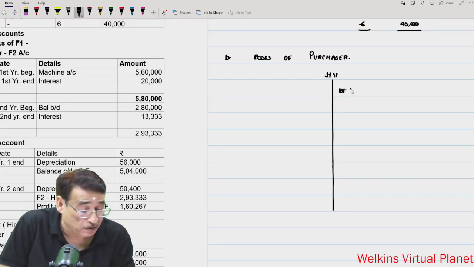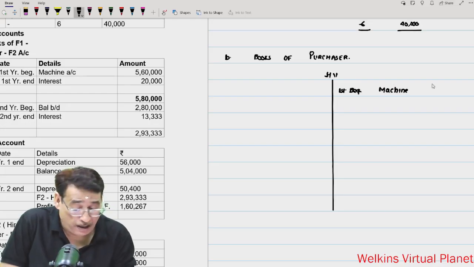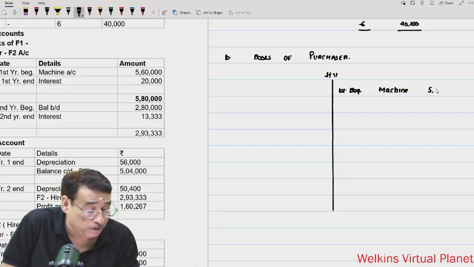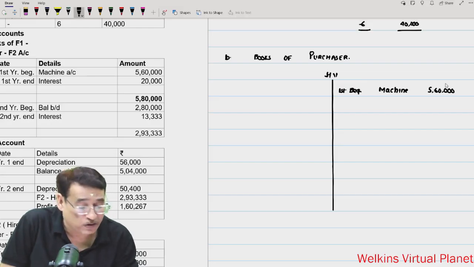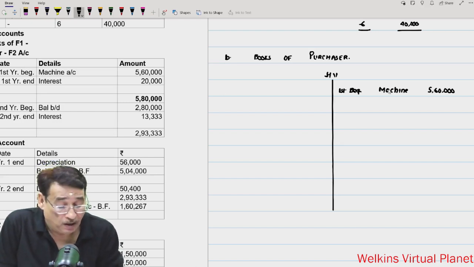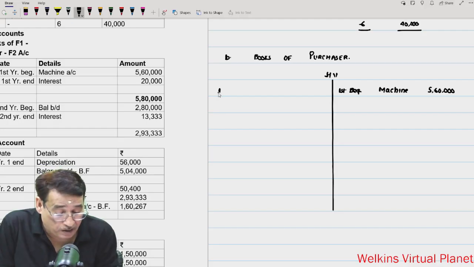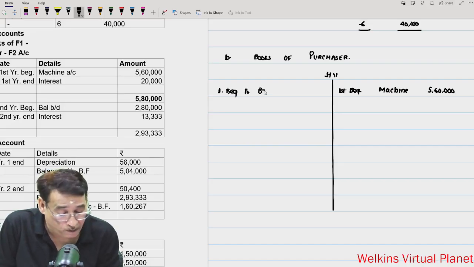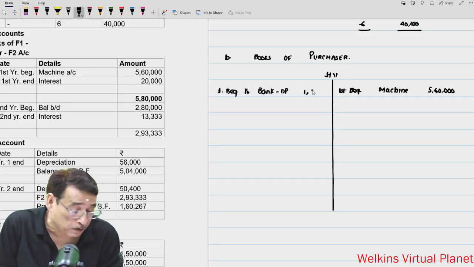So in the first year beginning, we shall write asset account. In this case, we have acquired a machine, so I can write machine. And as I told you earlier, this entry is always done with the cash price, which is the cost price from the perspective of the purchaser. Then on the same day, first year beginning, you will make the down payment. So you will write here to bank, down payment amount 1,50,000.